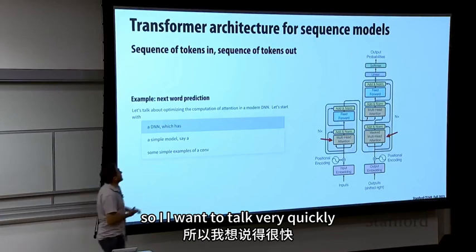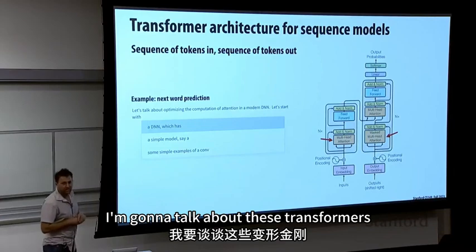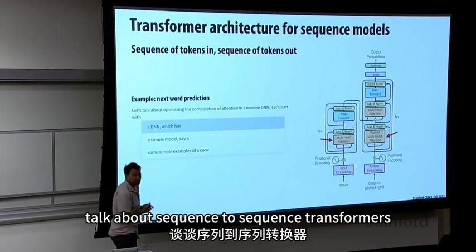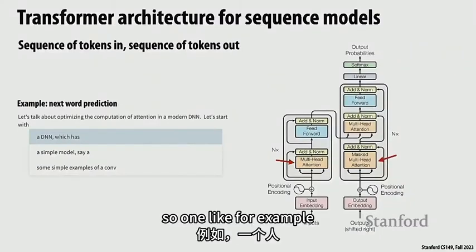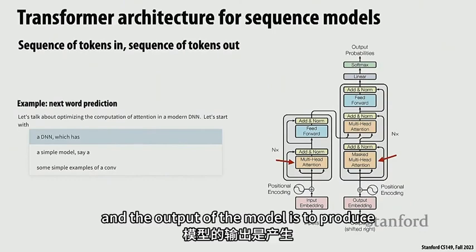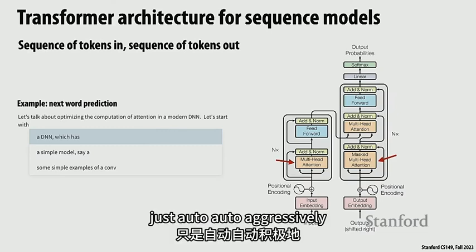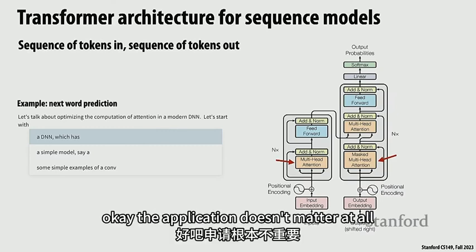So I want to talk very quickly. I'm going to move away from these convolutional models. I'm going to talk about transformers, and I want to talk about sequence-to-sequence transformers. For example, the input might be a sequence of tokens, maybe a sequence of words, and the output of the model is to produce the next word, just auto-regressively. The application doesn't matter at all.